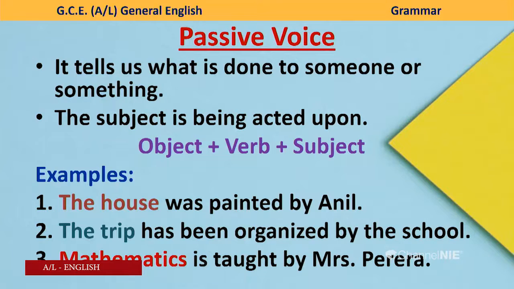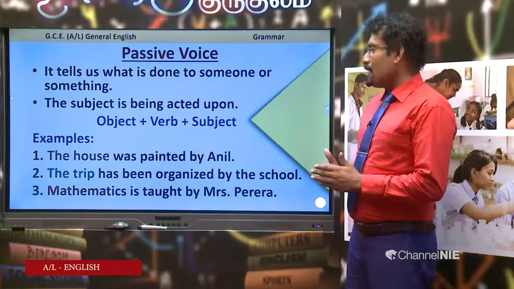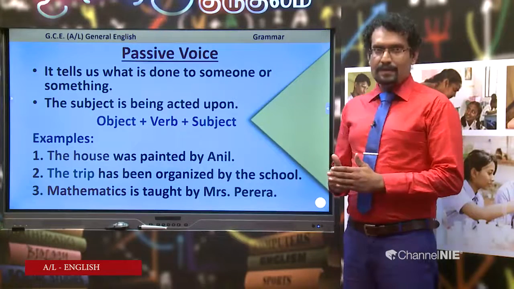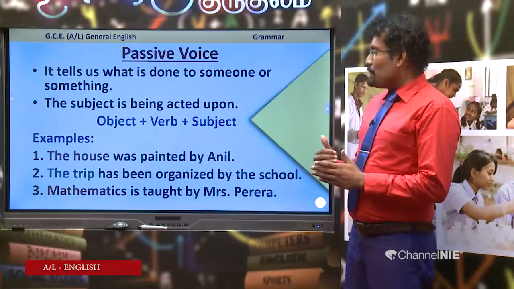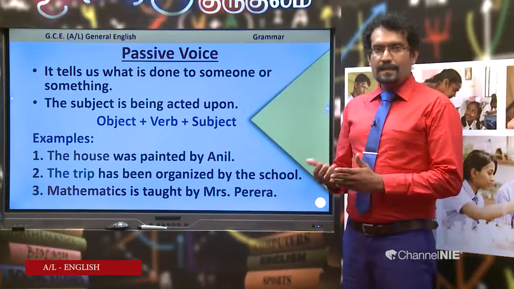So, there are some examples for you. The house was painted by Anil. The trip has been organized by the school. Mathematics is taught by Mrs. Pereira. The house was painted by Anil. The house is the object, was painted is the verb. Anil is the subject.